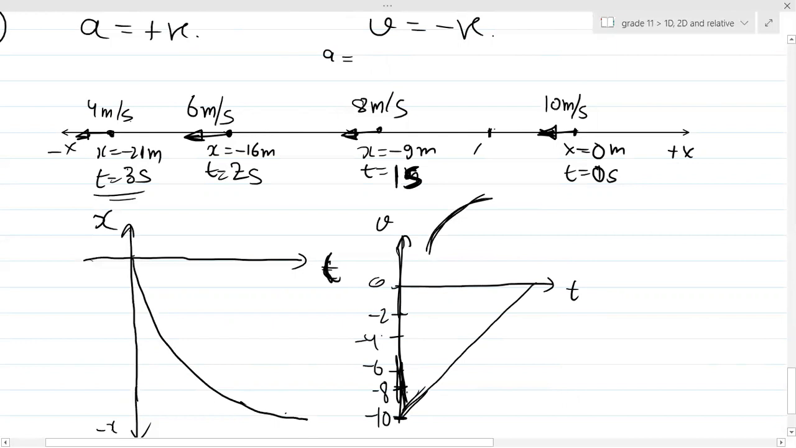Can you see this line is moving upwards? When the line is moving upward, that implies its slope is positive. And what is the slope of a velocity time graph? Anyone?